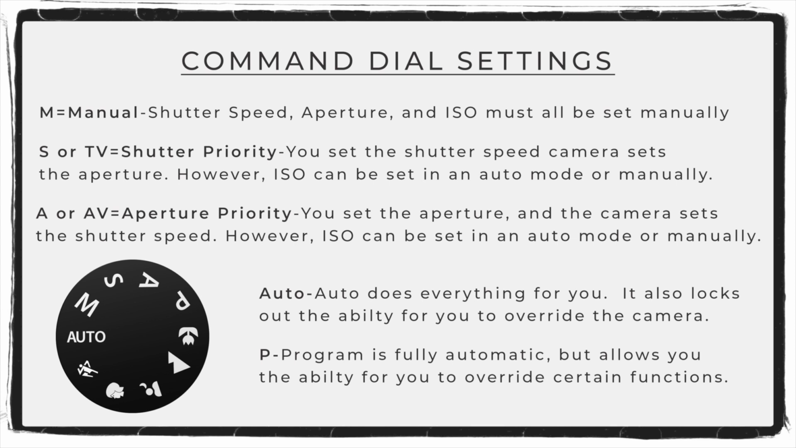But the difference between the two is auto does everything for you. You just set it and you take the pictures. What happens is a lot of the ability to override the camera is turned off. It won't let you do it. Program is still fully automatic, but it does allow you to override certain functions on the camera as you're taking photos. Let's go on to the next slide.